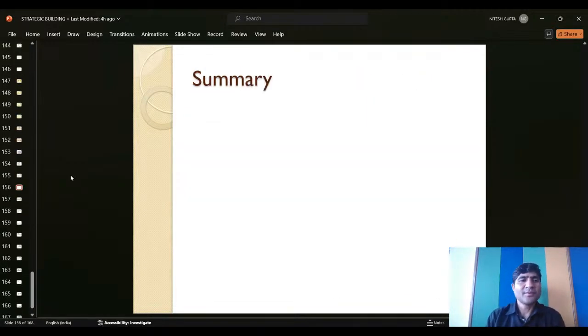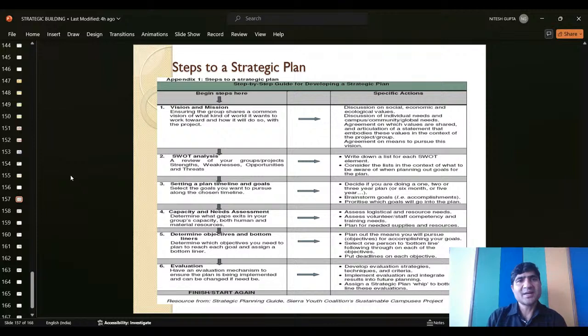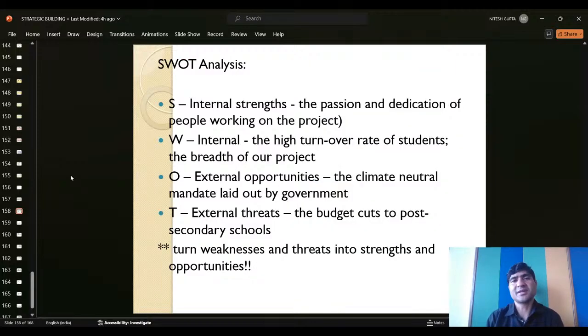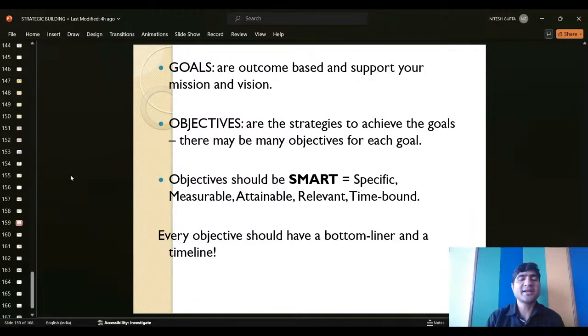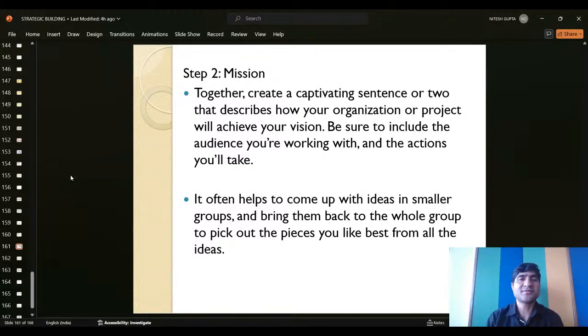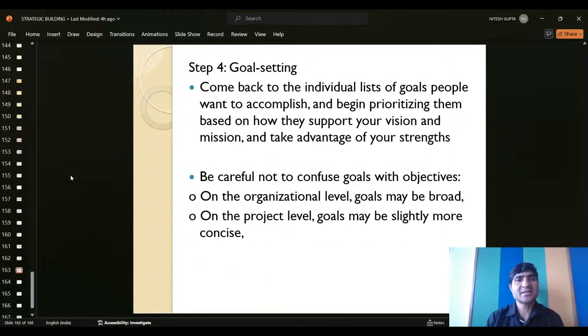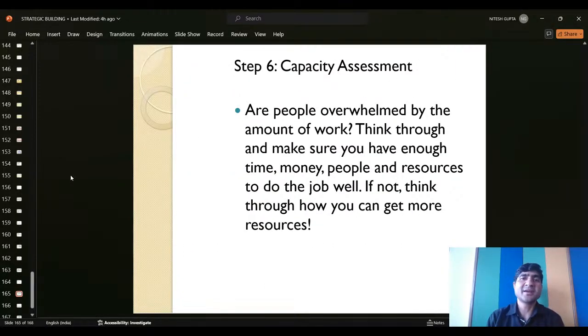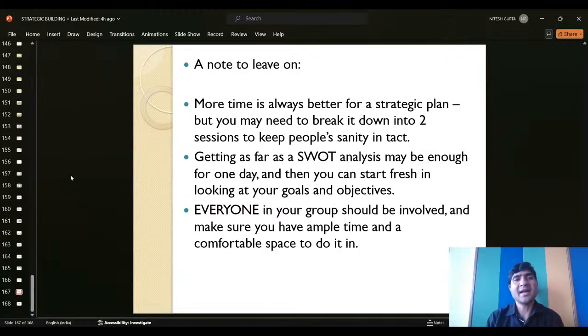Now let me put everything in summary. Steps to a strategic plan are actually vision and mission at the first, SWOT at the second, setting a plan time, capabilities and needs assessment, determining objectives and evaluation. Then when you do the SWOT analysis, focus on the goals and objectives of the organization, and design the marketing plan. Step 1 is mission, then vision, then SWOT analysis, goal setting, objectives, capacity assessment, evaluation, and a note to leave on.